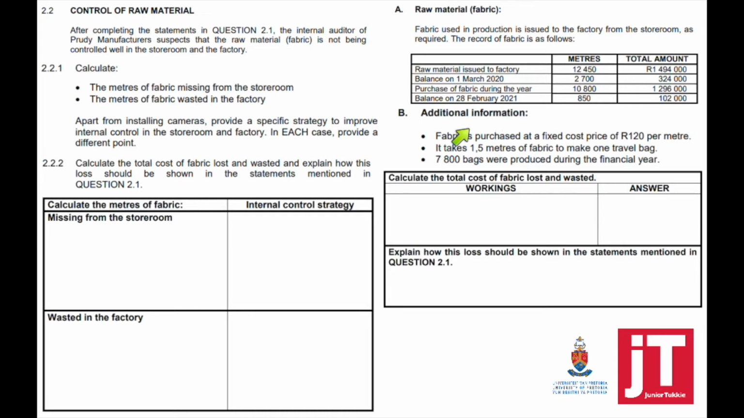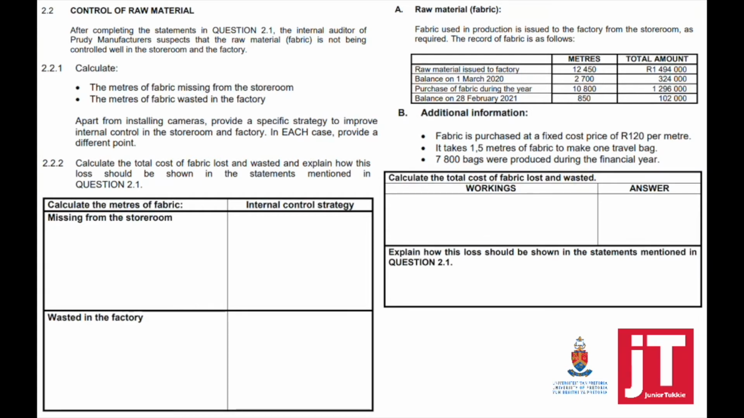Additional information: fabric is purchased at a fixed cost price of $120 per meter. It takes 1.5 meters of fabric to make one travel bag. 7,800 bags were produced during the year.